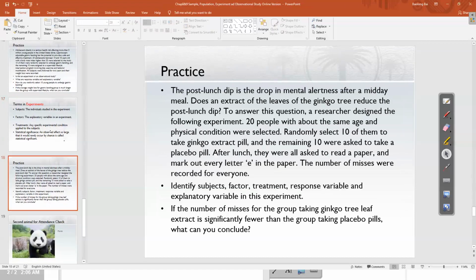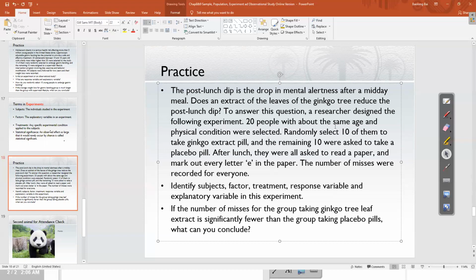Okay, so for example, let's look at a question here. A post-lunch dip is a drop in mental alertness after a midday meal. So the research question is, does an extract of the leaf of the ginkgo tree reduce the post-lunch dip? To answer the question, a researcher designed the following experiment.